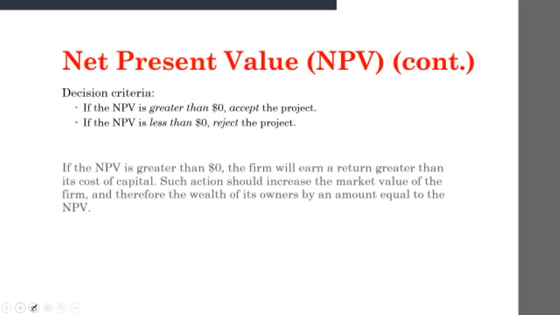So, the decision criteria. If the NPV is greater than $0, we accept the project. It's not negative. If it's less than 0, or it's negative, we reject the project. If it is greater than 0, the firm will earn a return greater than its cost of capital.